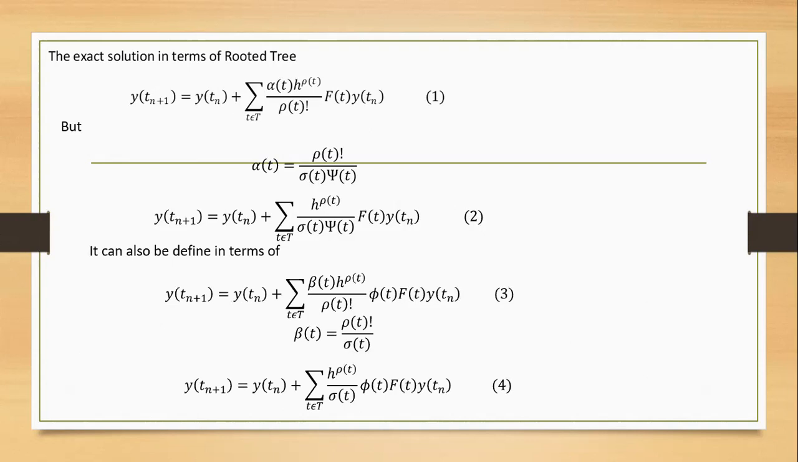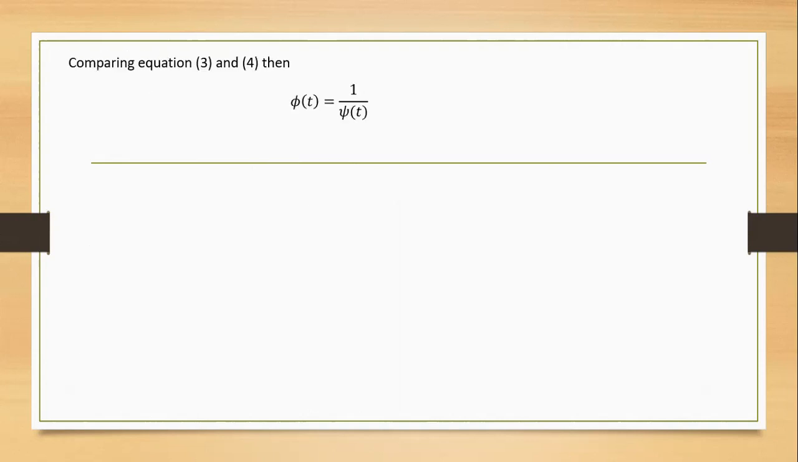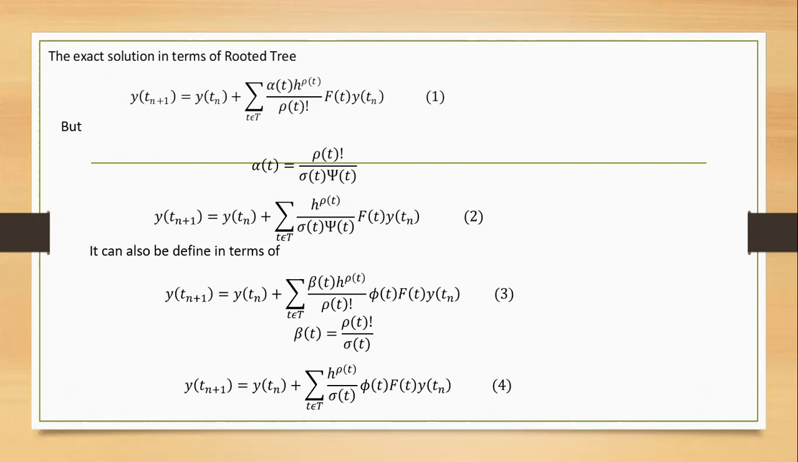And if I compare my equation 3 and equation 4, I'm going to see that epsilon of t is equal to 1 divided by the density. Then in one of the theorems I showed that links the rooted tree with the Runge-Kutta method, we have something of this form. It means I can replace that with this, with alpha of t.